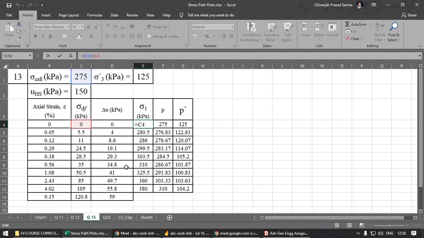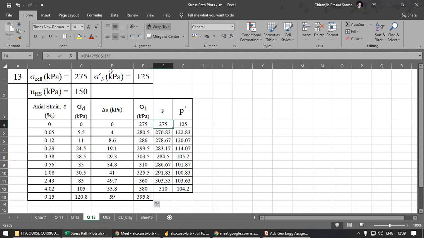Okay, so it is calculated automatically. Sigma 1 is sigma C1 plus this one. Okay, C4, enter. So this is the total stress, sigma 1, definitely equal to this one. This is not failure again, okay, sorry, this is sigma D. So we can pull it down, no problem. So we got the final value as well.